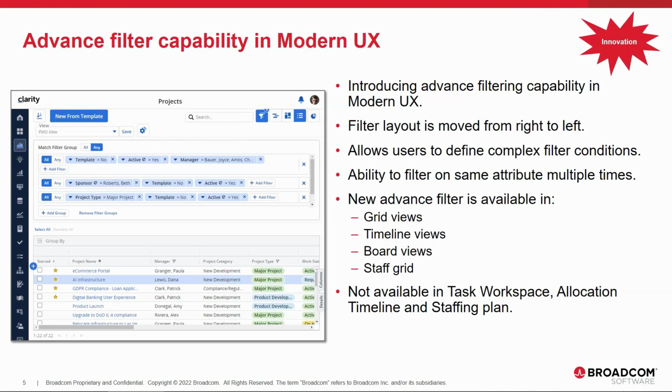The advanced filter is going to be available in the grid view, timeline view, board view, and staff view. So it's going to be available throughout. It allows the customers to define complex conditions by simple clicks, selecting attributes and defining and or between the two, which is by selecting all or any. This advanced filter is not going to be available in task workspace, allocation timeline, and staffing plan.